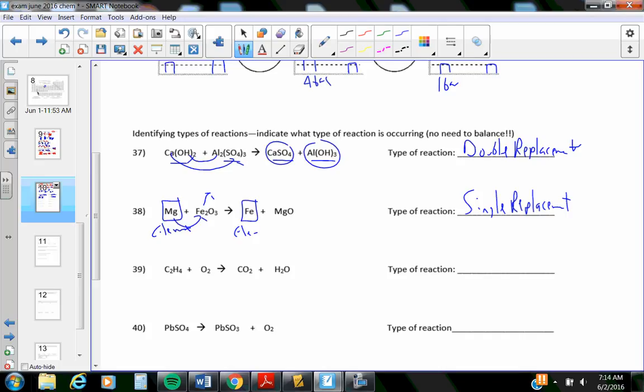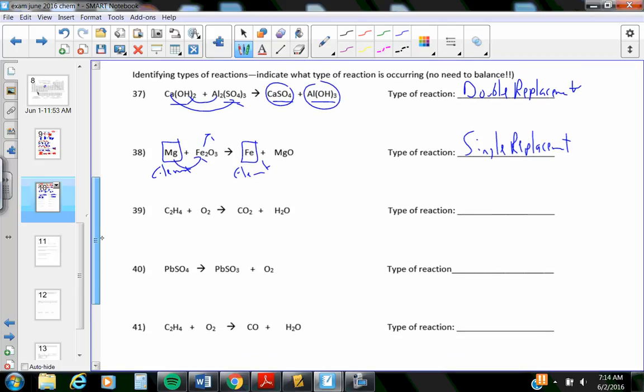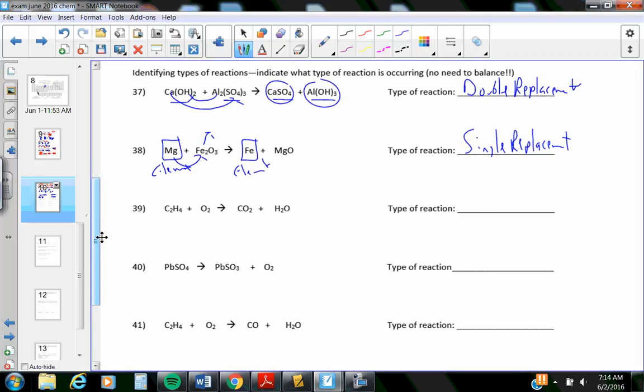on each side. This next one, when you have lots of C's, H's, and O's, you usually look to see if it is a combustion. Combustion is when something burns with oxygen. The products are either carbon dioxide and water or carbon monoxide. This one happens to be carbon dioxide. This is a complete combustion.